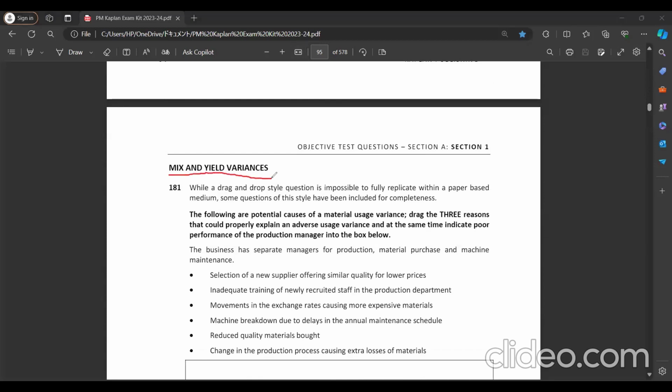First, we will learn how to calculate mix variance. After that, we'll answer all questions on mix variance one by one. After that, let's also take up yield variances in the same video.